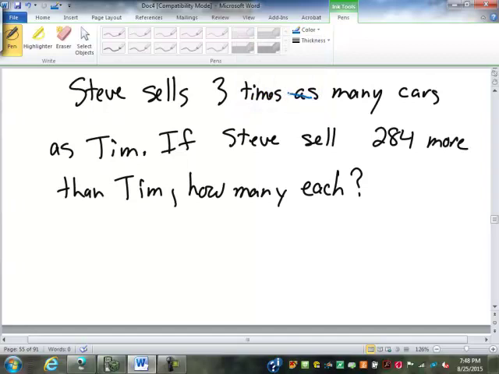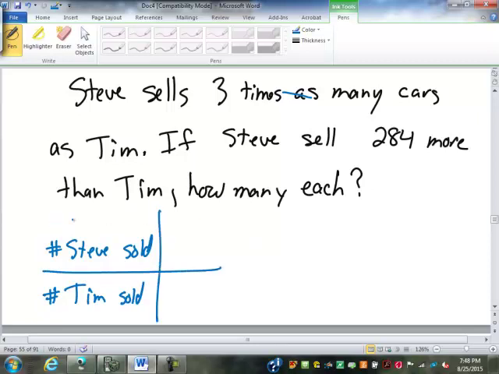So now in this case, we're looking at the number that Steve sold and the number that Tim sold. And again, we're looking at, does one of them reference off the other? If I know one, is it easy to find the other? Well, we do have that relationship. Steve sells 3 times as many as Tim. So which one do I want to let be my variable?